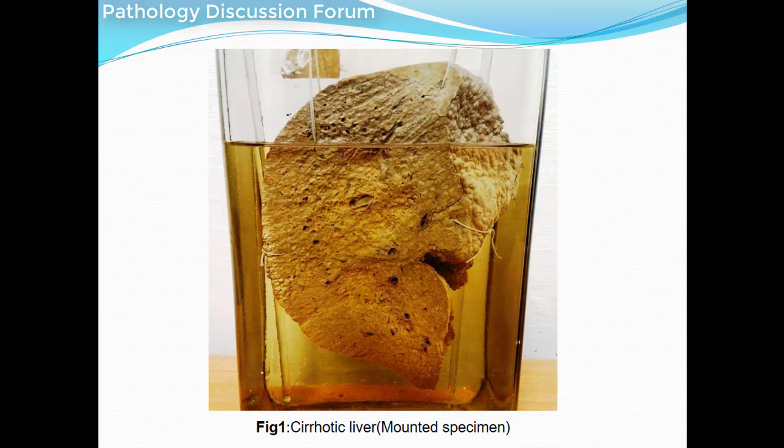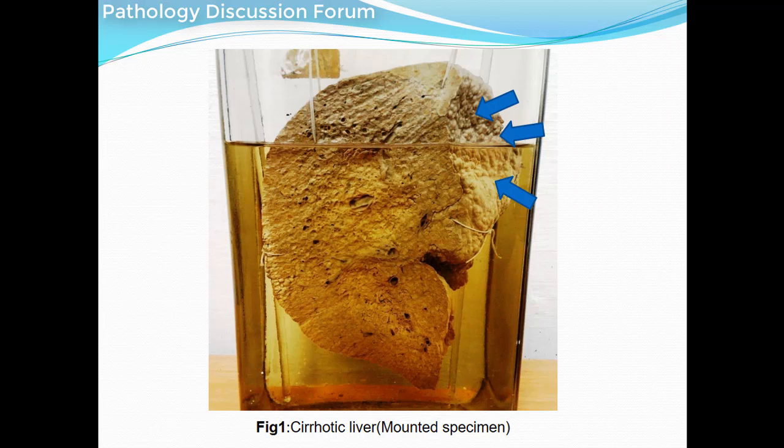Then describe the external surface with regard to the texture, color, capsule or any other changes. Then describe the cut surface or the luminal surface if it is present. And finally, you have to give one possible gross diagnosis along with the name of the organ or tissue.